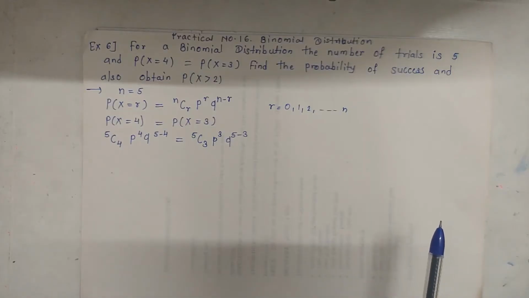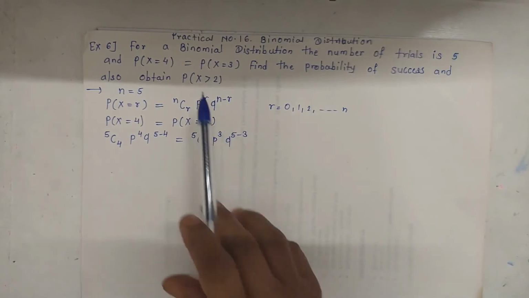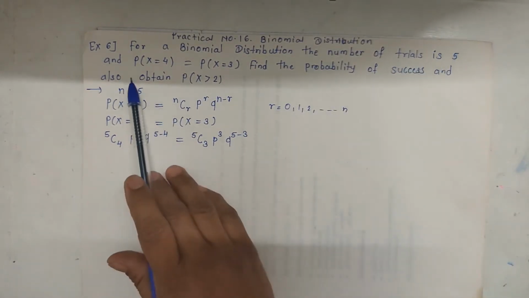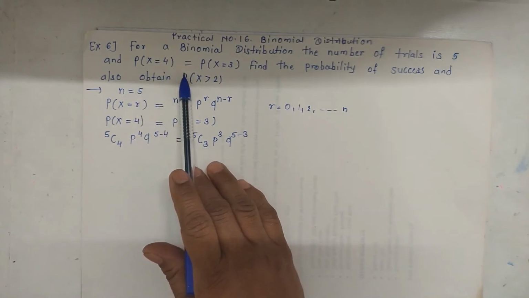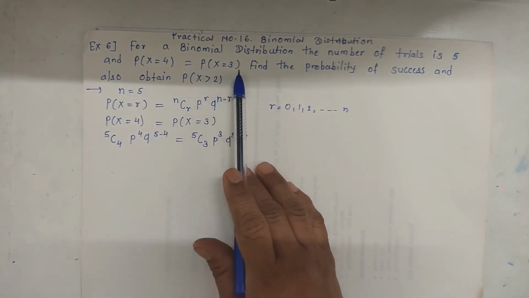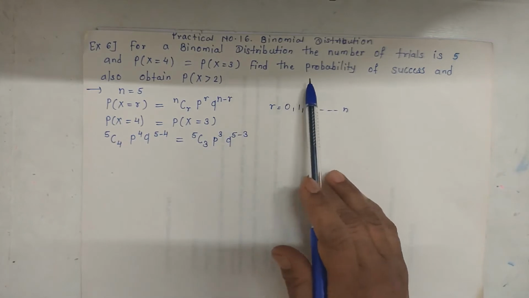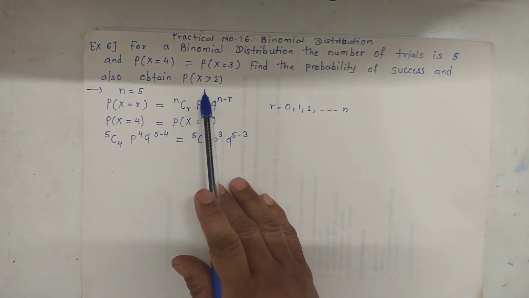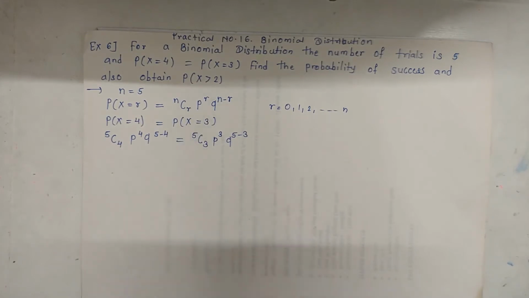Students, in this video we are going to solve the remaining examples on practical number 16, binomial distribution. Let's see example number 6. For a binomial distribution, the number of trials is 5 and probability of x is equal to 4 is equal to probability of x is equal to 3. Find the probability of success and also obtain probability for x greater than 2.